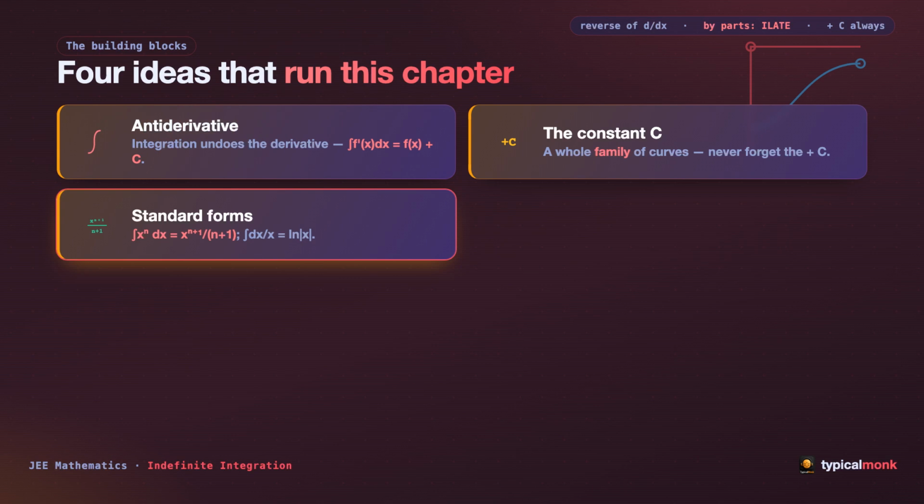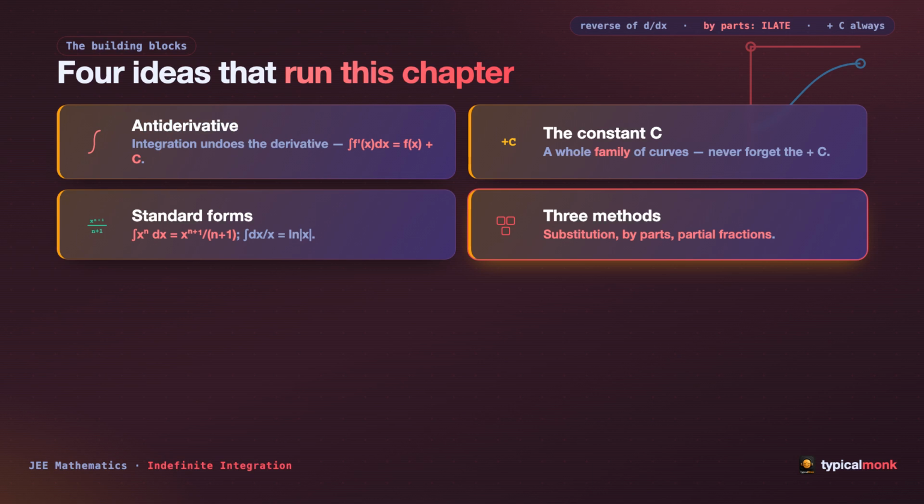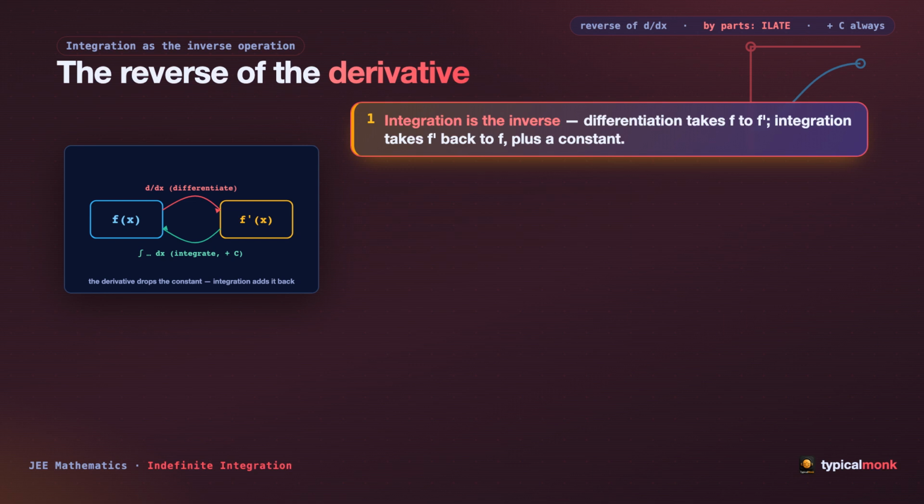The standard forms. The power rule reversed. The integral of x to the n dx equals x to the n plus 1 over n plus 1, and the integral of dx over x equals the natural log of the modulus of x. And the three methods: substitution, integration by parts, and partial fractions. Now look at the picture.